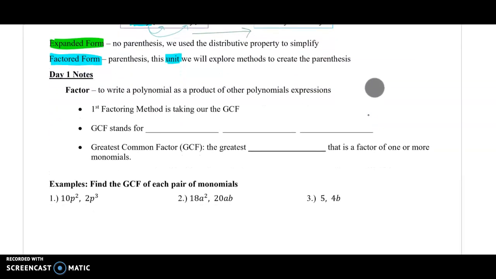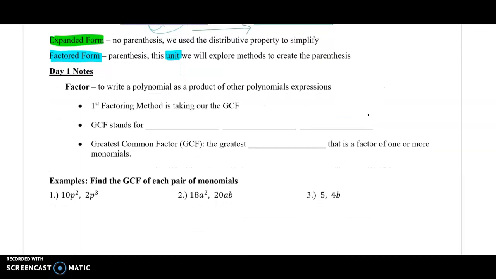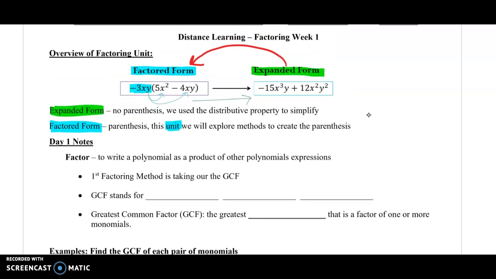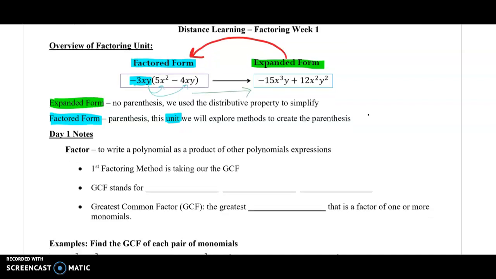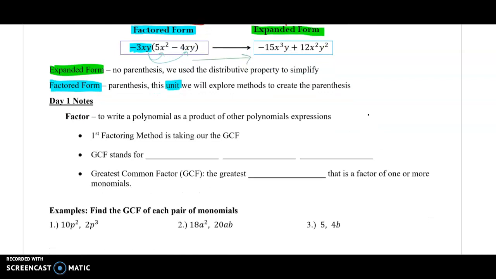The first thing we are going to talk about is: what is factoring? It is to write a polynomial as a product of other polynomial expressions. You can see up here we have a whole polynomial in expanded form. Factored form is a polynomial that is a product of other polynomial expressions. The product just means multiplication. The first method we're going to look at, and the only method we're going to look at today, is taking our GCF.